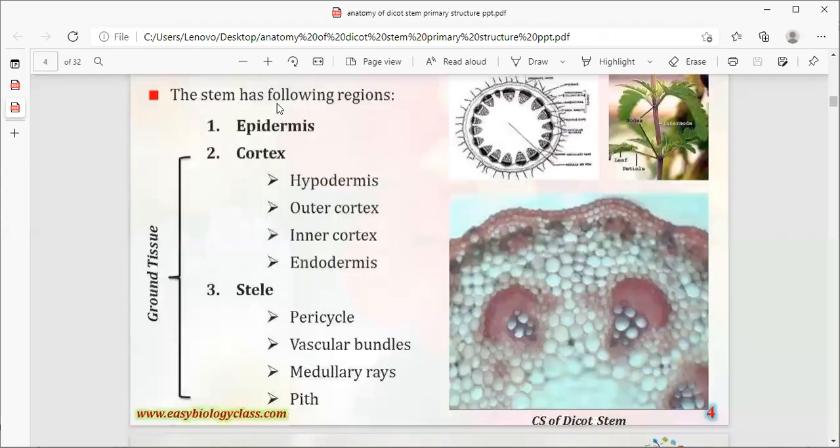Dicot structure. So hypodermis, the dicot stem is differentiated into the following points. First is the epidermis, second is the cortex. Cortex is divided again into hypodermis, outer cortex, inner cortex, endodermis. After that, there is the presence of the stele region. This is the center region. This is composed of pericycle, vascular bundle, medullary rays, and pith. So these are the internal organization.